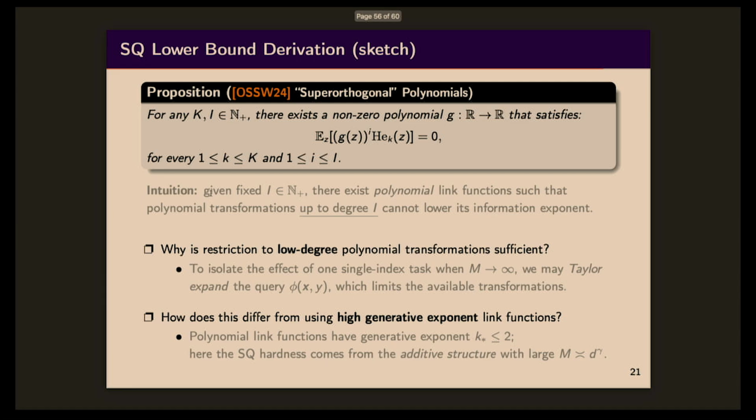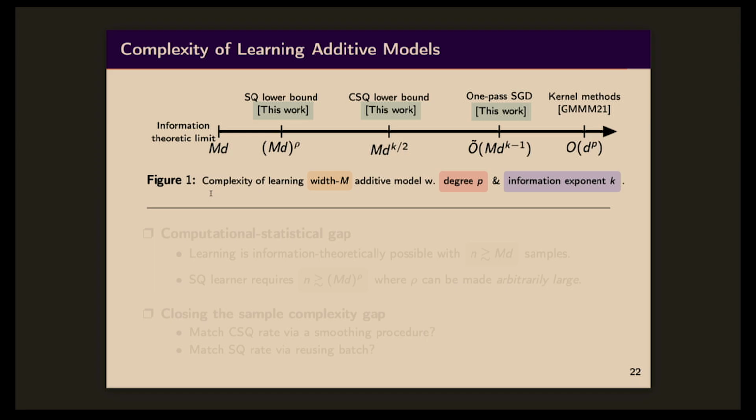So what this implies is the rate we get. Information theoretically, because I have capital M tasks, each task having D parameters, I need M times D samples to learn this. There's an SQ lower bound of M times d to the rho's power, where rho can be made large. And there's a CSQ lower bound of M times d to the k divided by 2. Now the information exponent plays a role. We cannot currently match the CSQ lower bound because we use one pass SGD. So the rate we get is M times d to the k minus 1. But this rate is still better than what you get if you naively use a kernel, which gives d to the p.